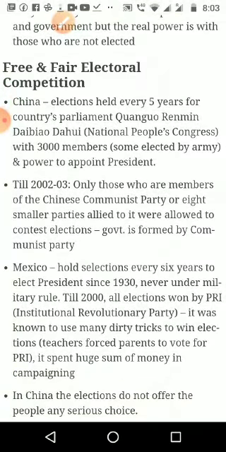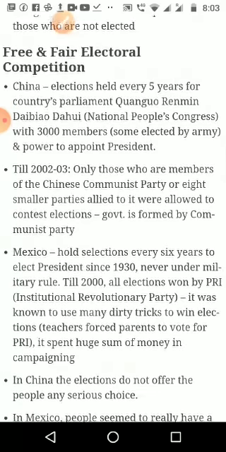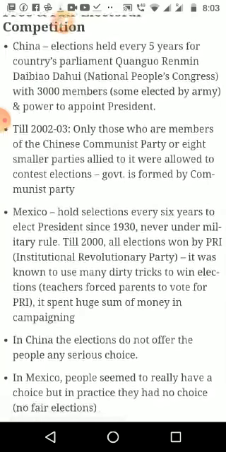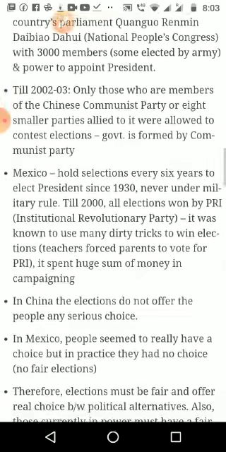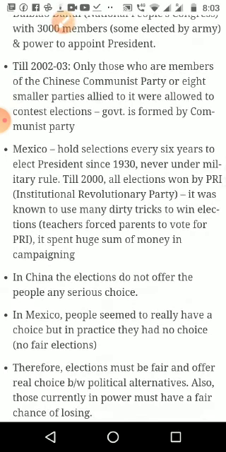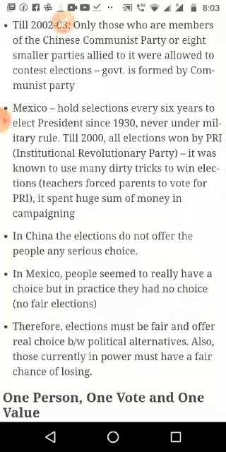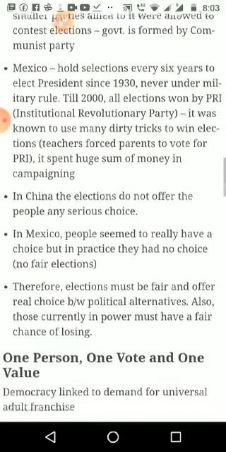Free and fair electoral competition. China: elections are held every 5 years for the country's parliament, the National People's Congress, Quanguo Renmin Daibiao Dahui, with about 3,000 members, some elected by the army, and with the power to appoint the president. Till 2002-3, only members of the Chinese Communist Party or 8 smaller parties allied to it were allowed to contest elections. Government is formed by the Communist Party.